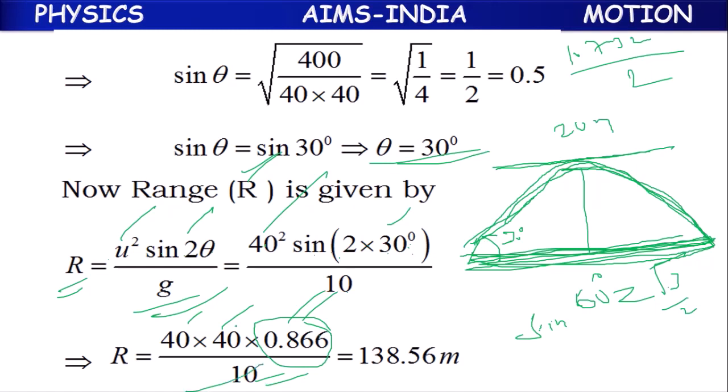So 10 4 times 40. If you multiply all, you will get a value of 138.56 meter.